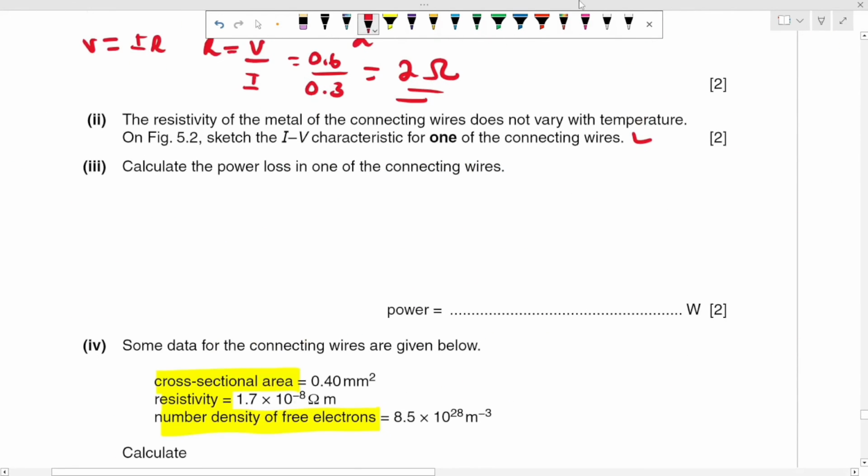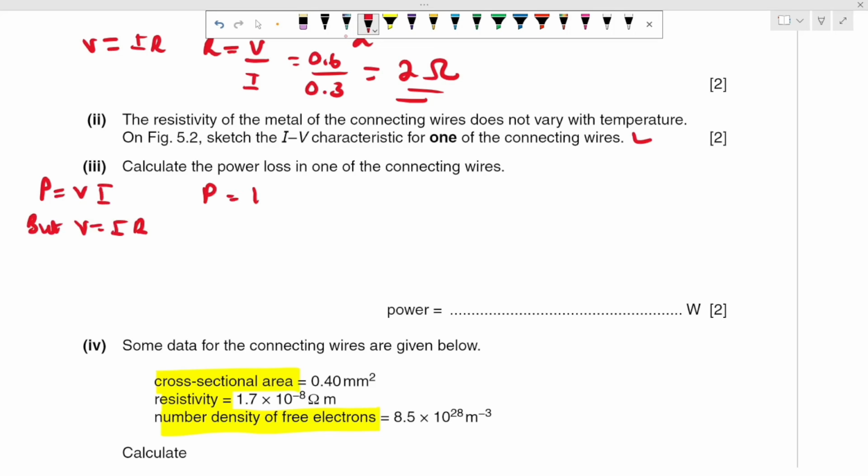The power loss in one of the connecting wires. So we know that power is essentially VI, right? But V is equal to IR. Therefore, your power will be equal to I squared R. Right? Why is power equal to VI?